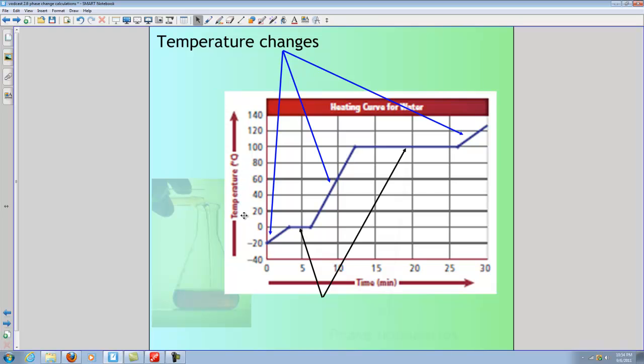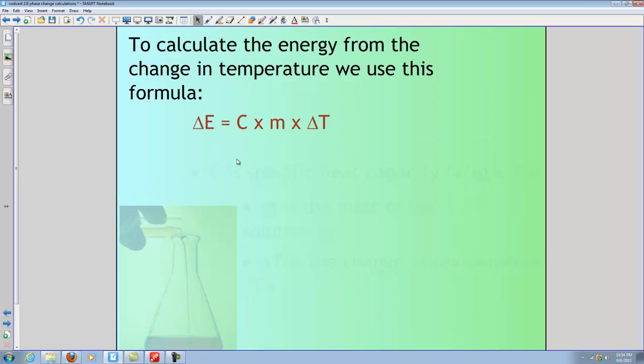So what do we do then for the sloped parts? How do we calculate that? Well, that gives us this formula. This is what's called the calorimetry equation. Not terribly important that you know necessarily what that is, but this is the calorimetry equation. It looks really complicated. There's 4 variables here. But once you know what each one is, it's not that hard.